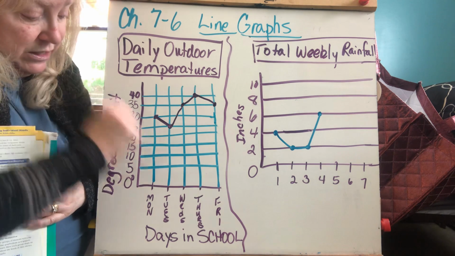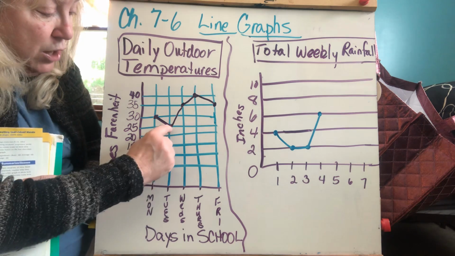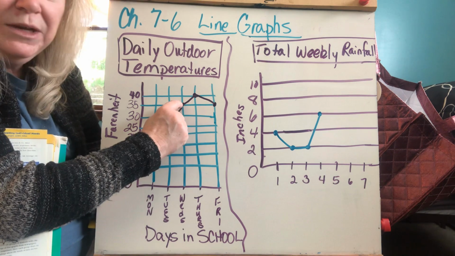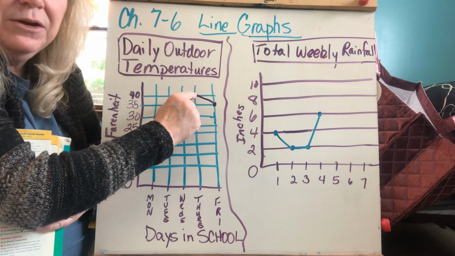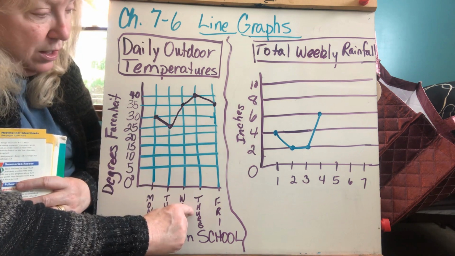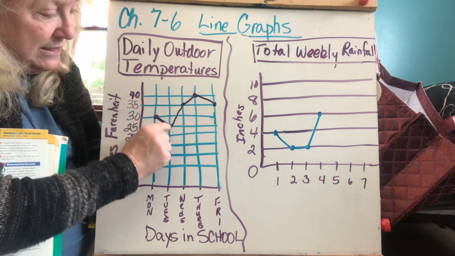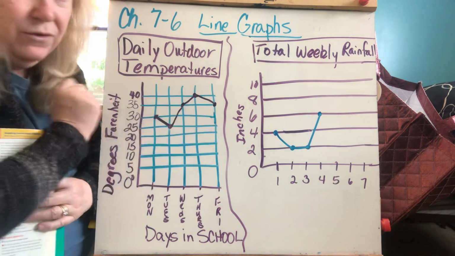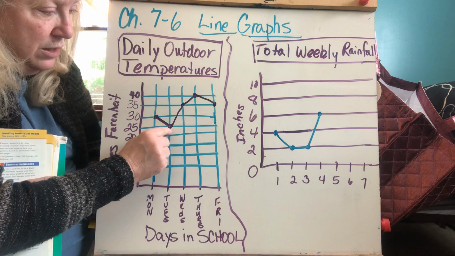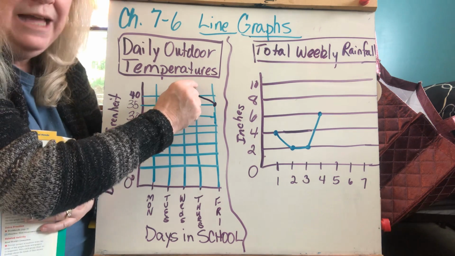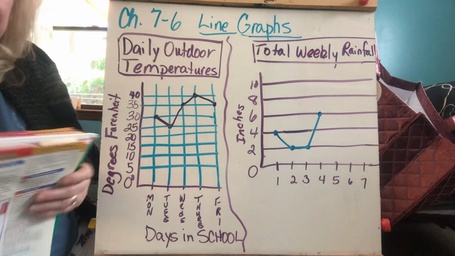If I asked you, did the temperature from Tuesday to Wednesday increase or decrease? Well, you go from here and you go up. So it increased. How about from Wednesday to Thursday? It also increased. How about from Thursday to Friday? It went down again. So we can see how it changed over time. It started out here, then it went down, then it got warm, then it got warmer yet, then it went down a little bit. So it went up and down over time.